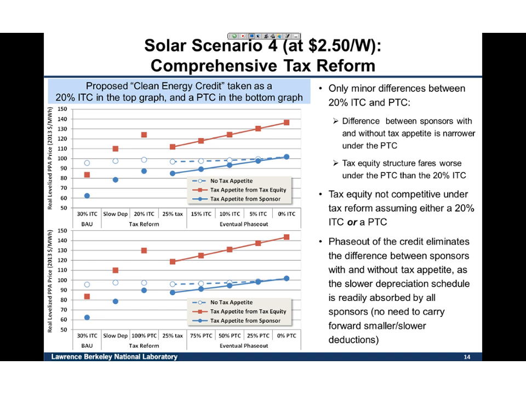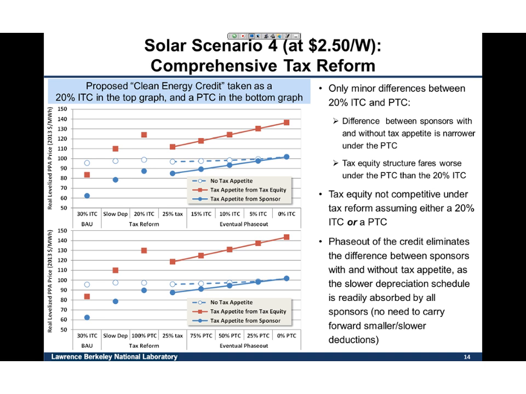Perhaps the most notable difference is that the gap between sponsors with and without tax appetite is narrower under the PTC than it is under the 20% ITC. And once again, this is because the PTC is already spread out over a 10-year period, which means that the penalty for carrying it forward is not as great as it is for the ITC, which is awarded entirely in year one. In both cases, you can see that tax equity is not competitive under tax reform, which is similar to what we saw for wind.